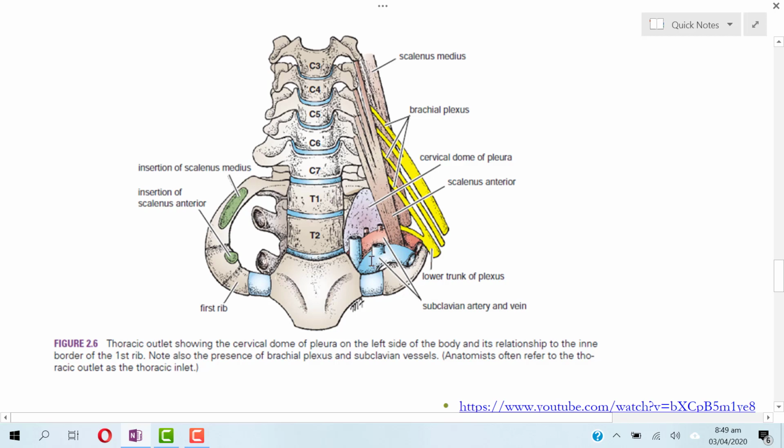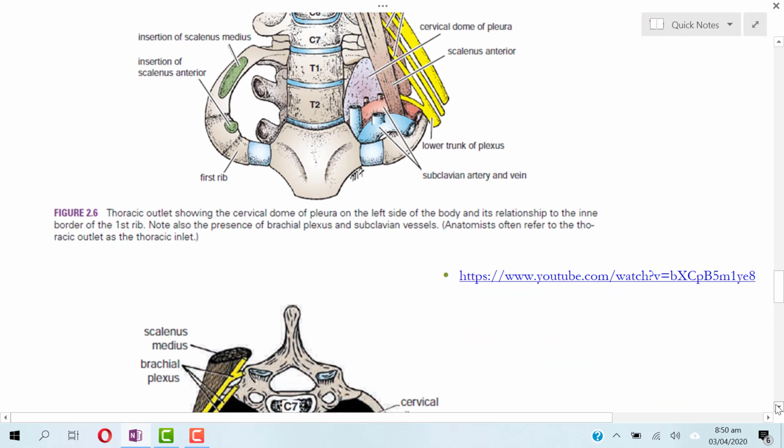Then behind the subclavian vein, there is the subclavian artery. And in between the two vessels, what is present? The scalenus anterior muscle is present. Then behind the subclavian artery, the lower trunk of the brachial plexus is present, which is composed of C8 and T1. Then behind the lower trunk of the brachial plexus, there will be another muscle which is called the scalenus medius muscle.